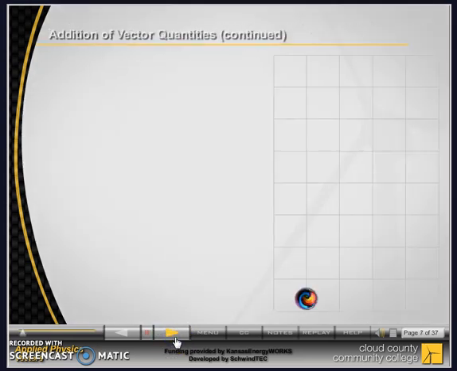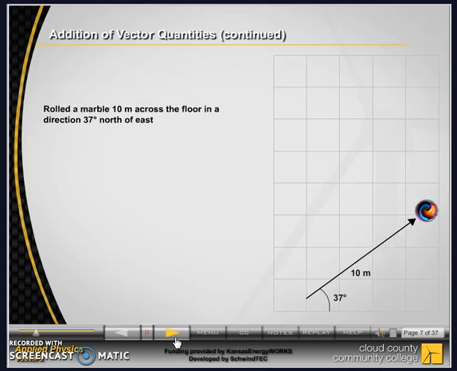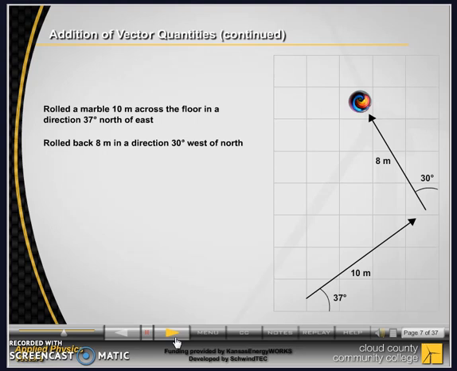As an example of how to add vector quantities, imagine that you rolled a marble 10 meters across the floor in a direction 37 degrees north of east. The marble then struck a wall and rolled back 8 meters in a direction 30 degrees west of north. What is the resultant displacement of the marble? The next page will give you a better mathematical breakdown of this problem.